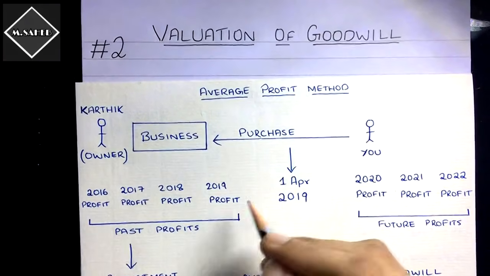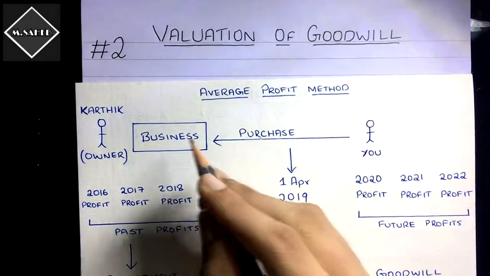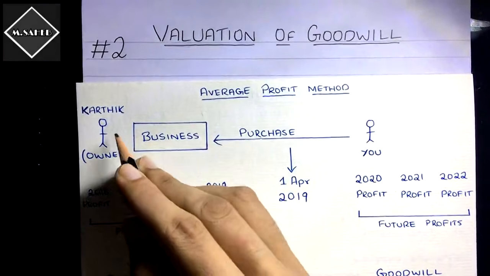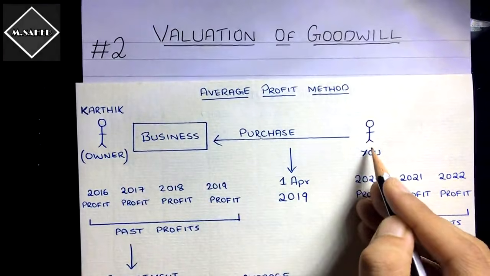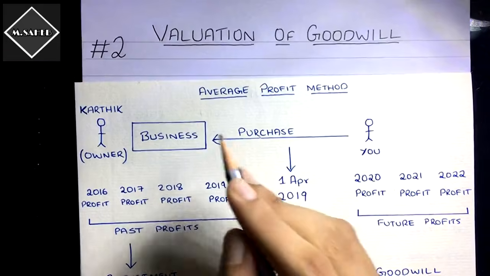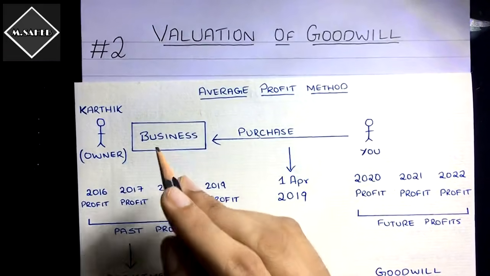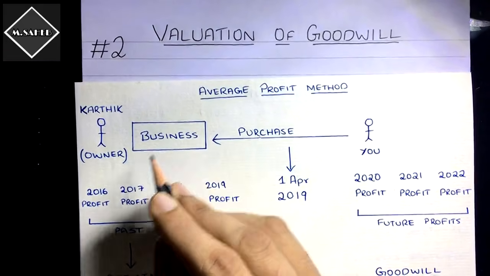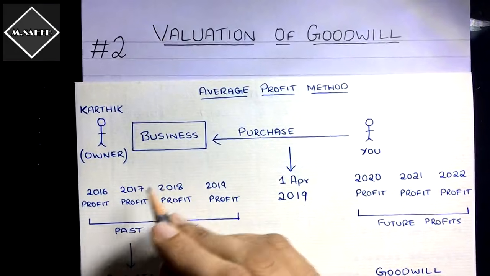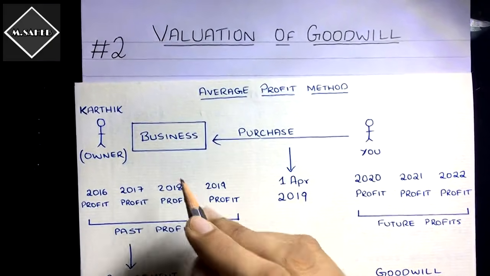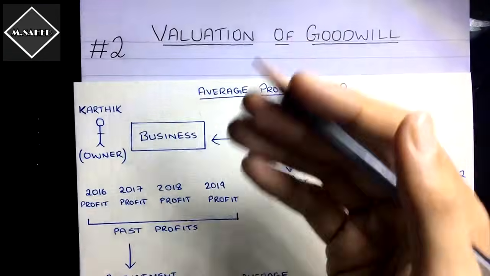Same profitable business. So that is why, to purchase this business, and for Karthik to sell you this business, you have to pay him something extra. If the fair value of the net assets of this business is 10 lakh, then you might have to pay 30 lakhs or 40 lakhs. You have to pay a premium, you have to pay extra.